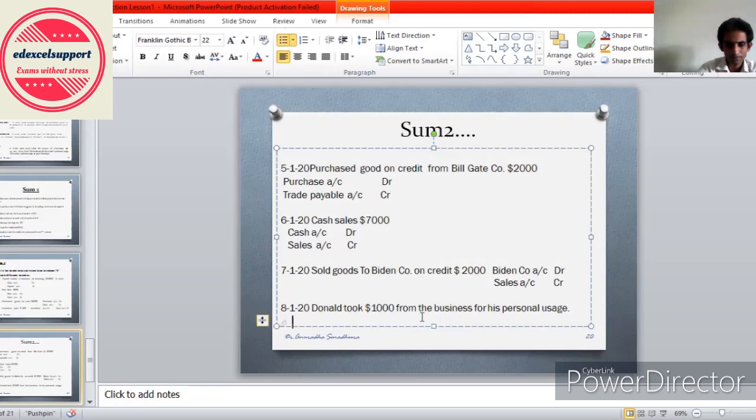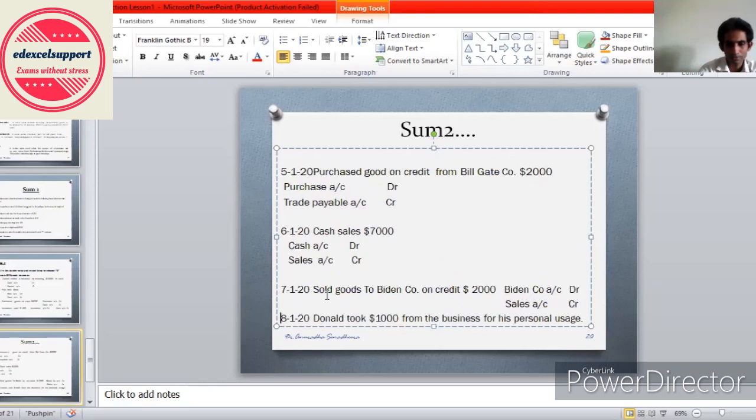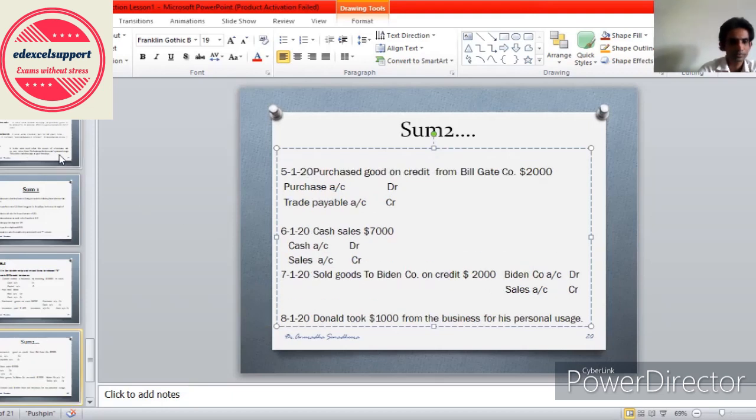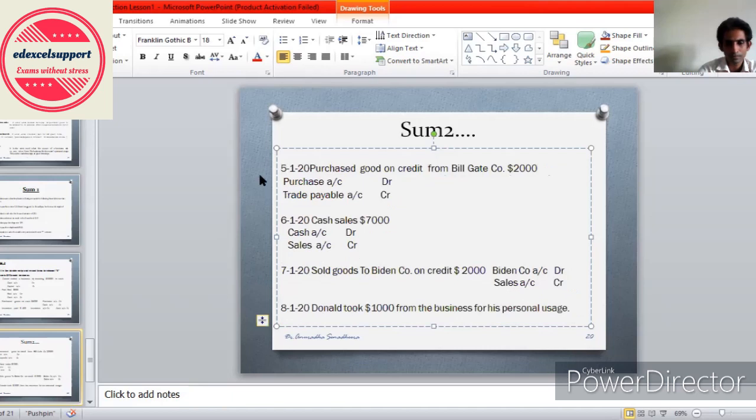To see whether we can do this. See whether we can record it. I think we can. Donald took 1,000 from the business for personal usage. So drawings will come here. The drawings account will come since he's taking money from the business for his personal purposes. So the drawings account will come into action.